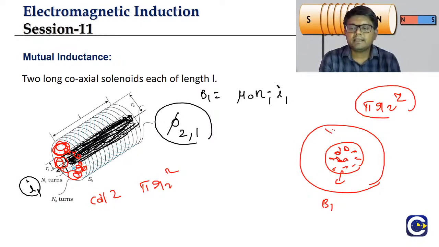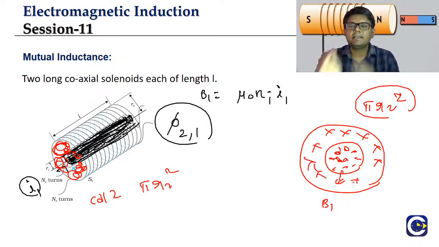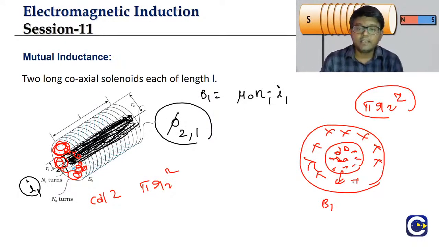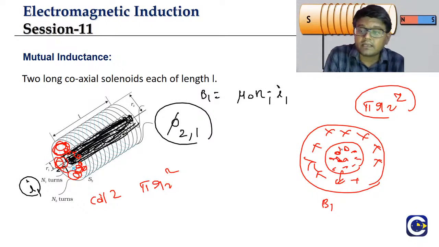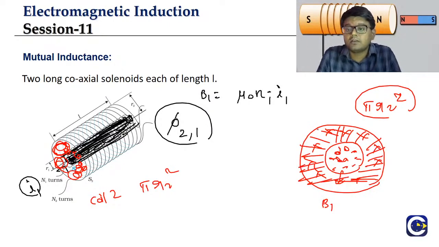But in this part, there is no field created. Field is only created in the inner core. So for the flux calculation, the area of cross section of the outer coil is pi R2 square. But the outer part is not available for the flux calculation. Why? Because there is no field at all. The field is only in the inner core because coil 1 is inside. Coil 1 will only create a field inside coil 1.